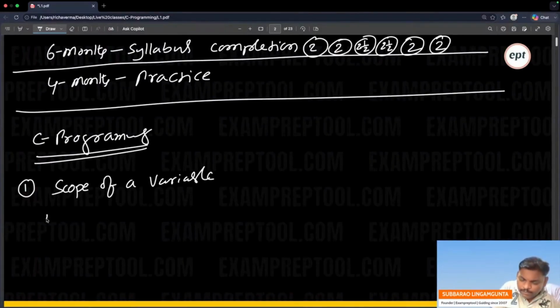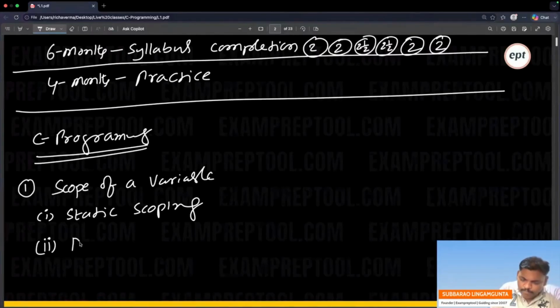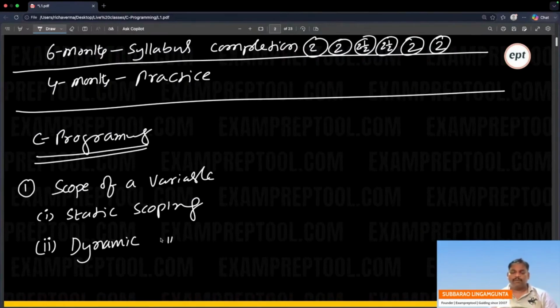In that, first part is static scoping. Second one, dynamic scoping. That is the first part. C programming is the first subject, right?